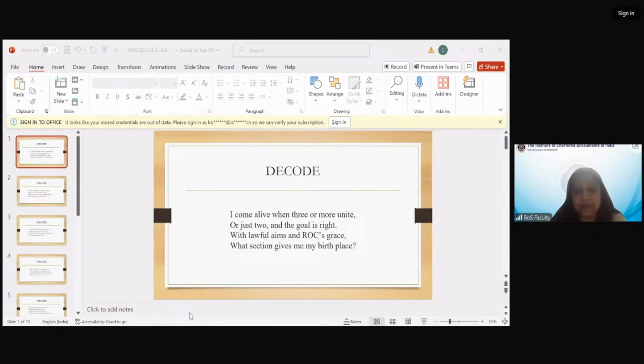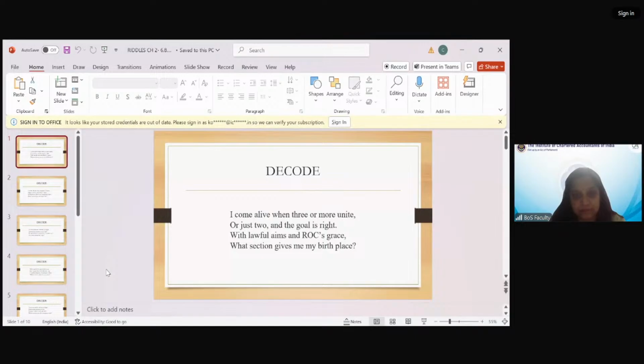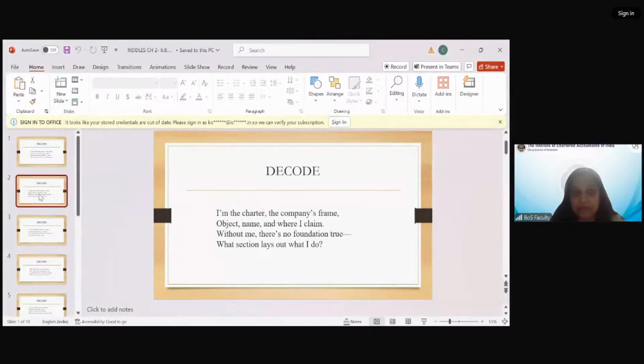You can't say just a private company because we are also talking about how many people. Great. So it's clear. Section 2 clause 20 and section 3, what do they say? Number of people, so that is defined from there. So let's do the next. That is why we have drafted these riddles.